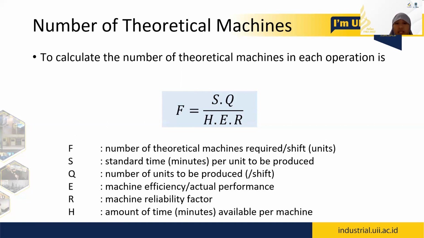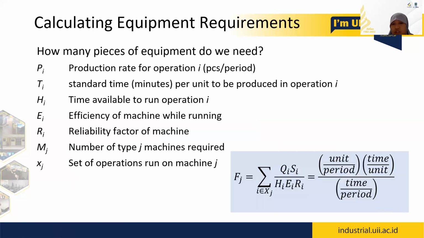Usually this data is gathered from the maintenance department, and also the whole amount of time available per machine. Okay, so for example, I said before the working hours are 8 hours. So if we convert it into minutes, then we basically have how much? 480 minutes per machine. Okay.